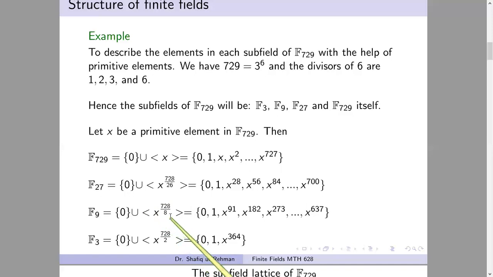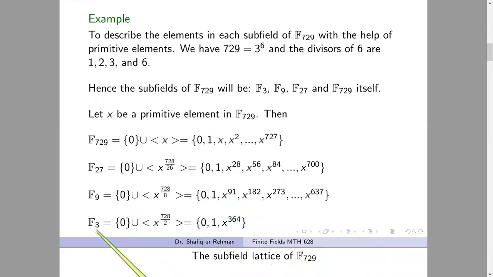So what should be the generator? The generator will be x power order of x divided by 8. So this element will have order 8. So it will generate a cyclic group of order 8. Because in a cyclic group, the order of the generator equals the order of the group. So here, if x has order 8, it will generate a group of order 8. So if we divide 728 by 8, we get 91, and we take powers of 91. This is the seventh power of 91, and the eighth power will become x to the 728, that will be 1.